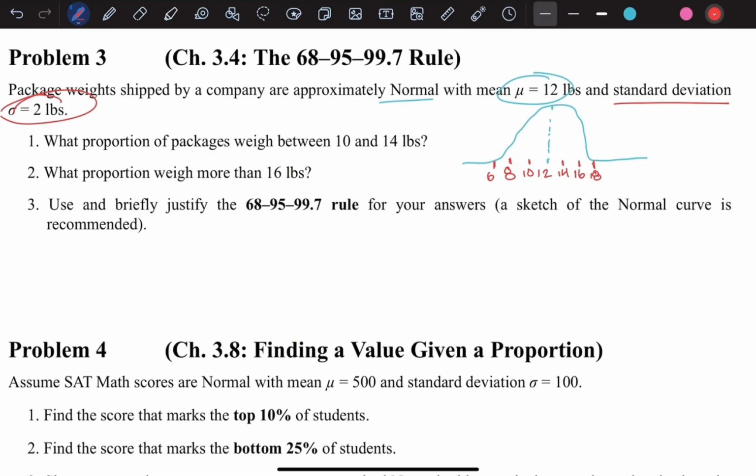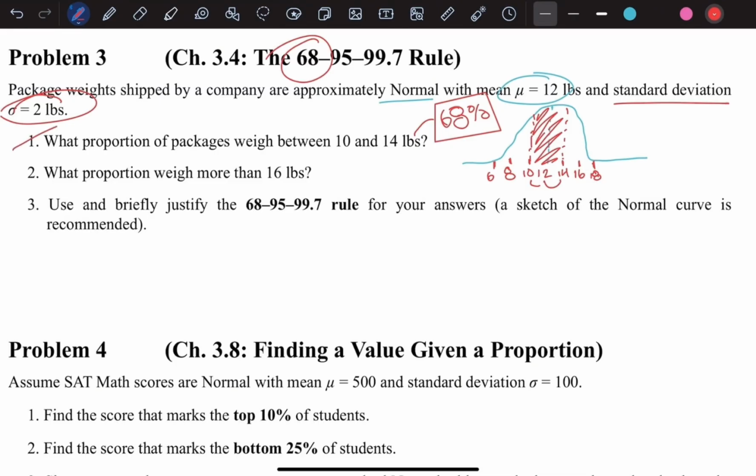So what proportion of packages weigh between 10 and 14? Because we went 1 standard deviation away from the mean, that would be 68. So this would be 68% of the packages weigh between 10 and 14 pounds.